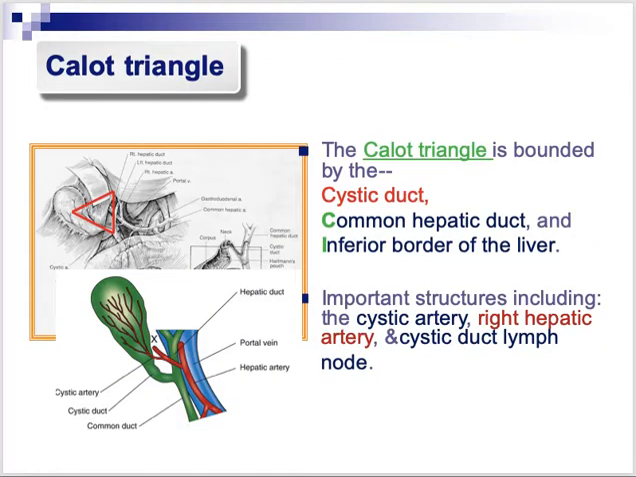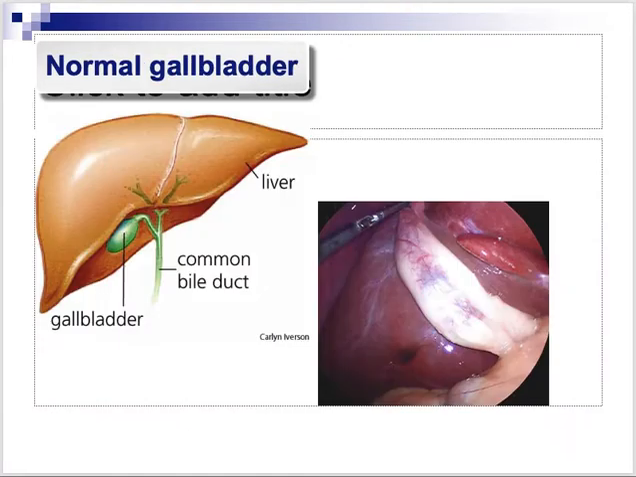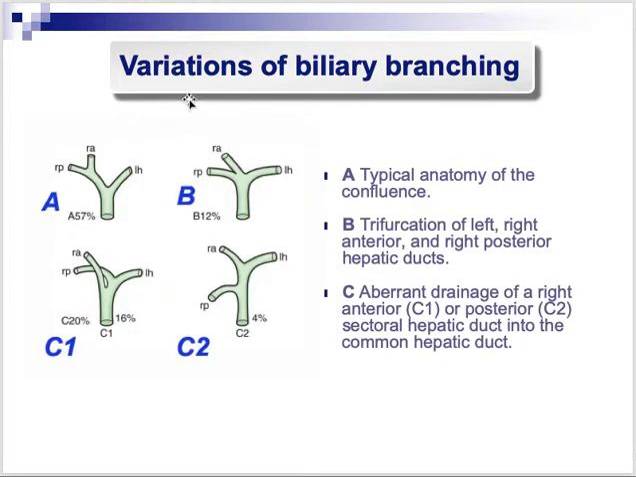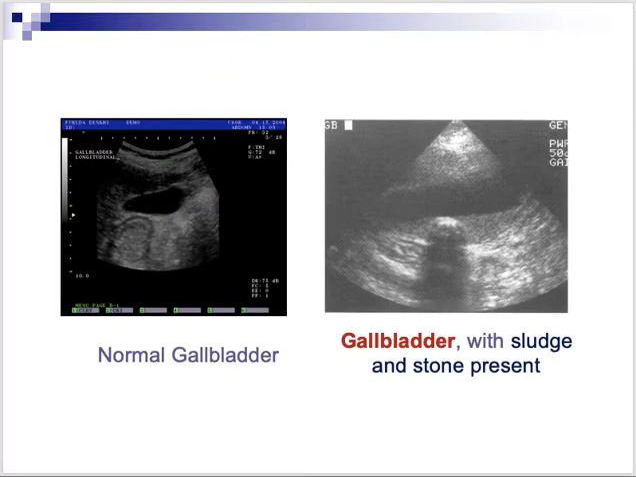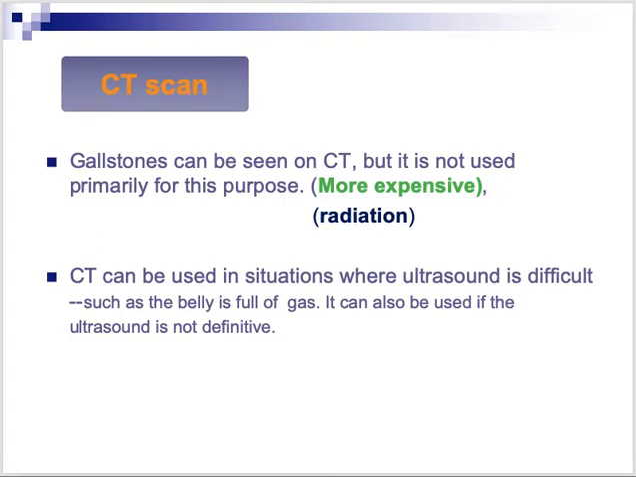I talked about the Calot's triangle, the normal gallbladder, and the variations of the branching. I also talked about the different investigations, which could be ultrasonography, or we can do a CT scan.